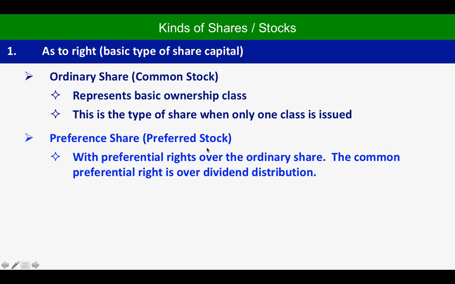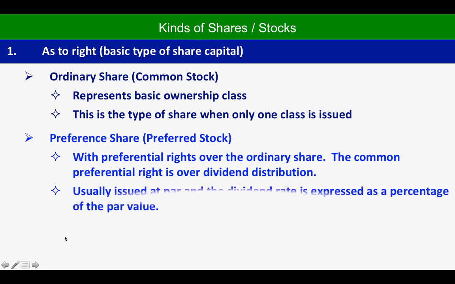Preference share or preferred stock. The reason why it is called preference share is because it has preferential rights over ordinary share. The common preferential right is over dividend distribution, meaning the preference share will be given the dividend first before giving dividend to ordinary share. Usually, preference share is issued at par, and the dividend rate is expressed as a percentage of the par value. We will illustrate this later.